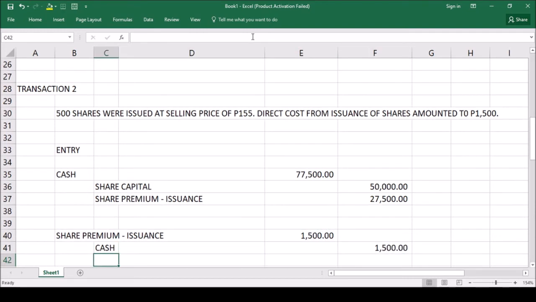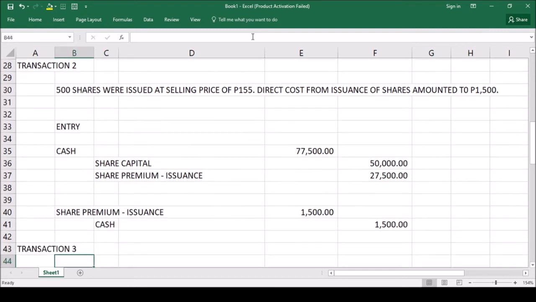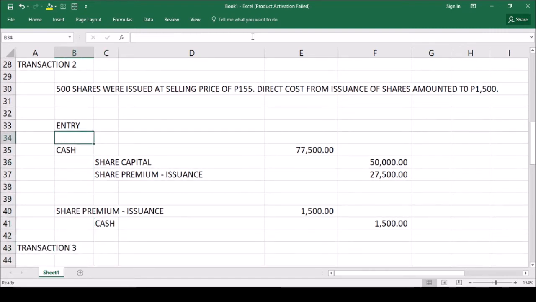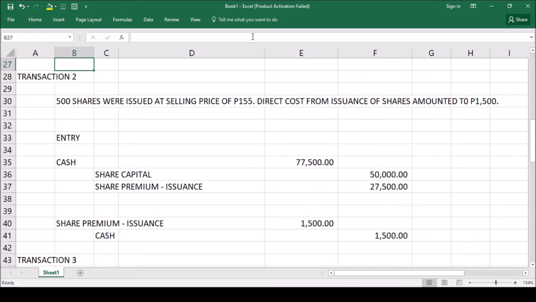Sir, can we compound the two entries? Yes, we can compound the two entries. Okay? No standard says we are prohibited from combining the two entries, as long as the entries, once you compound them, are still in accordance with accounting standards. So, those are the entries that we need to prepare if we issue shares in exchange of cash, and then there were direct costs related to the issuance of the shares.